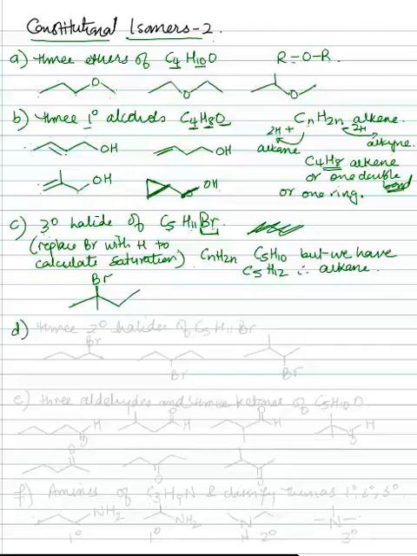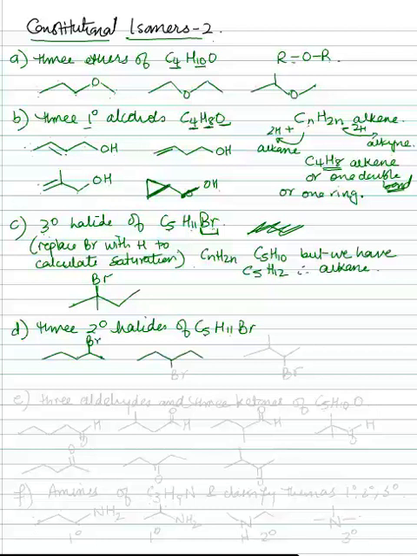Now, 3 secondary halides of C5H11Br. Okay, so now same formula, so we don't have to do the calculation again, but we have to have a secondary halide now. So C5H11, 1, 2, 3, 4, 5, 1, 2, 3, 4, 5, and secondary halide meaning that way. Okay, something that is connected to 2 carbons.